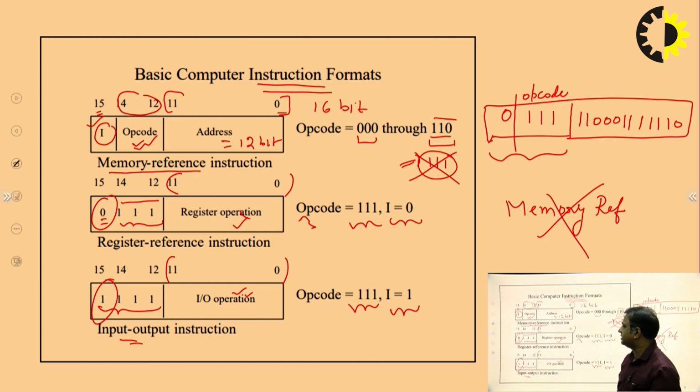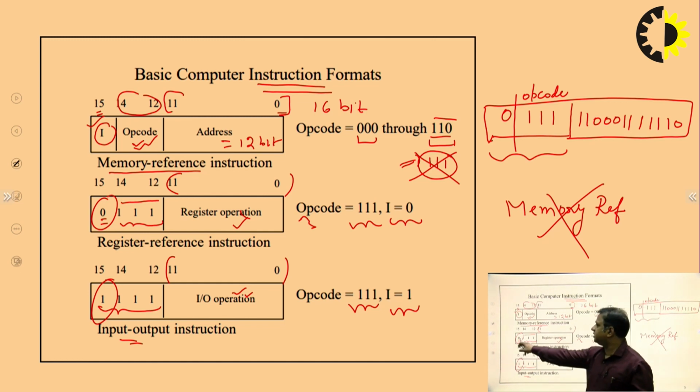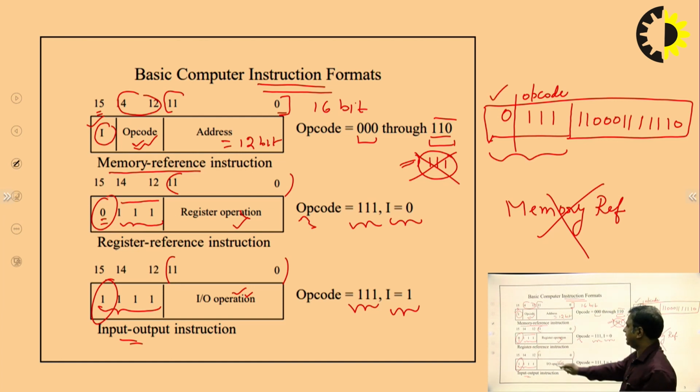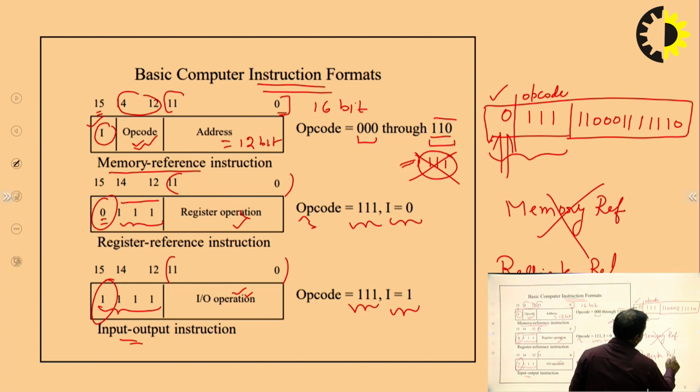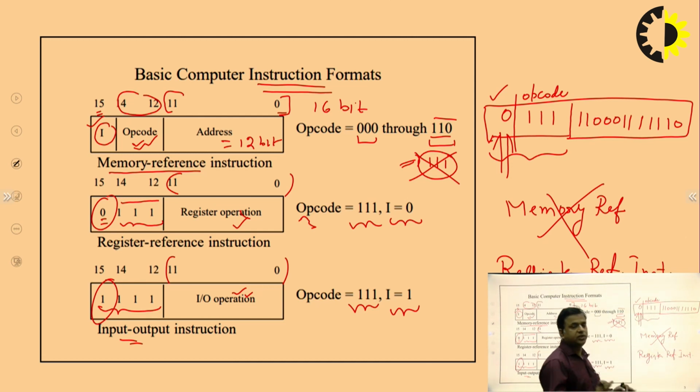most last digit, that is, this is 0 or 1. If it is 0, that is the I. If I equals 0, then this is register reference, and if it is 1, then it is an input output instruction. So here this is 0. So which type of instruction is it? Basically it is now a register reference instruction. So in this way we can distinguish just by seeing the format which type of instruction it is, right.